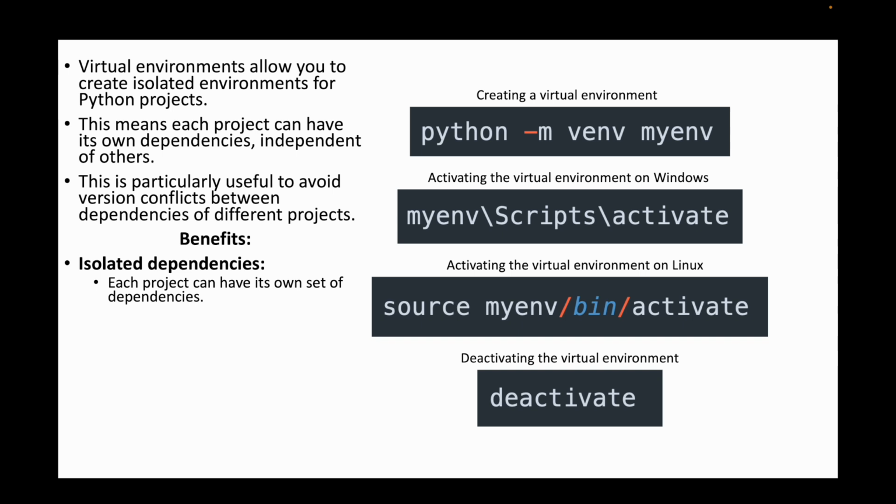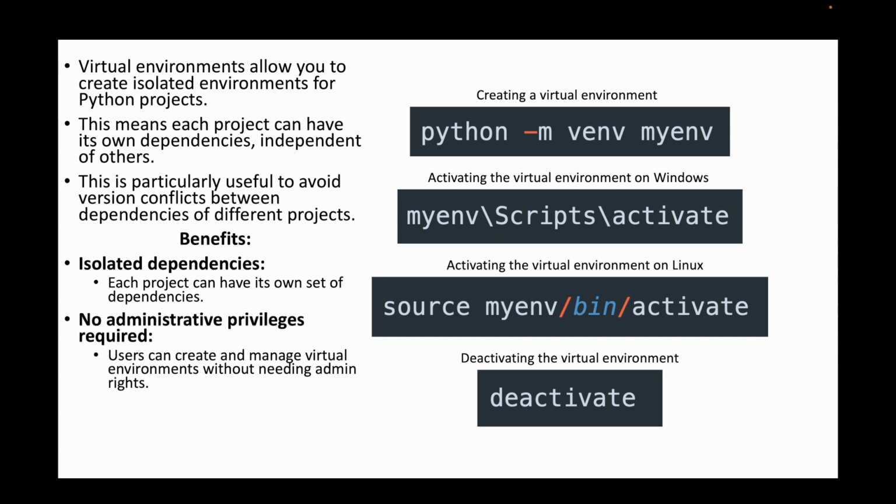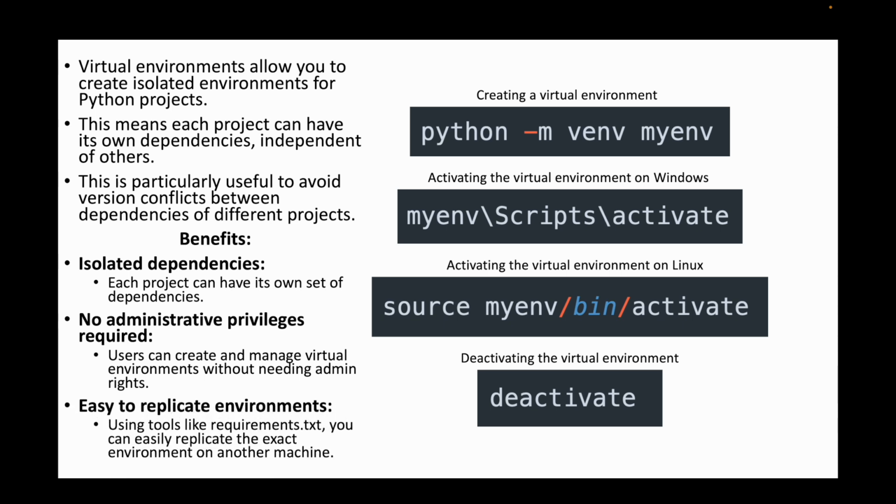One, you can isolate your dependencies, making sure each of the projects has its own dependencies. Two, no administrative privileges are required, so you don't need any admin rights or any root permissions. And three, it's very easy to replicate the environment. So using tools like requirements.txt, you can easily replicate the exact environment on another machine.